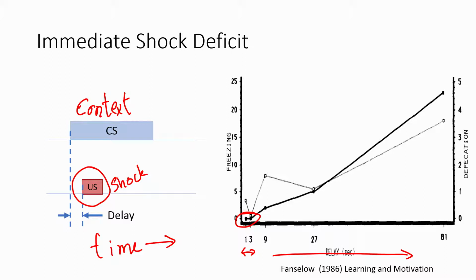The bottom line is, there is a phenomenon called the immediate shock deficit, which is nothing but if you were to present a US, here the electric shock, right after the animal is introduced into the context without any delay, then the animal is not going to form an association with the context. Now, the first question you want to ask is, does the animal even form a memory for the context?